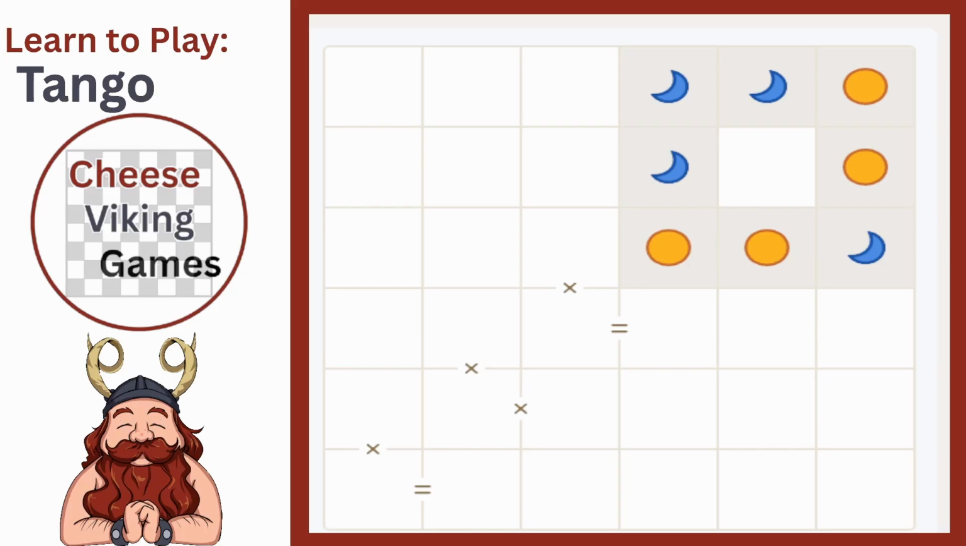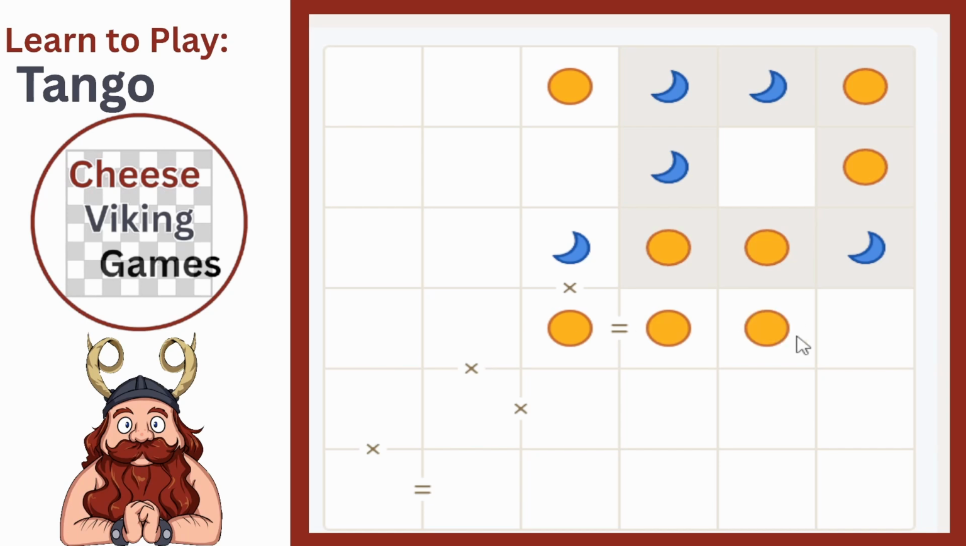So we're playing on LinkedIn. We've got a neat little cluster here to get us started. Since we know we can't have three moons in a row, this has to be a circle. Since we know we can't have three circles in a row, this must be a moon. And then we can use our in-game hints here to fill in some of these.